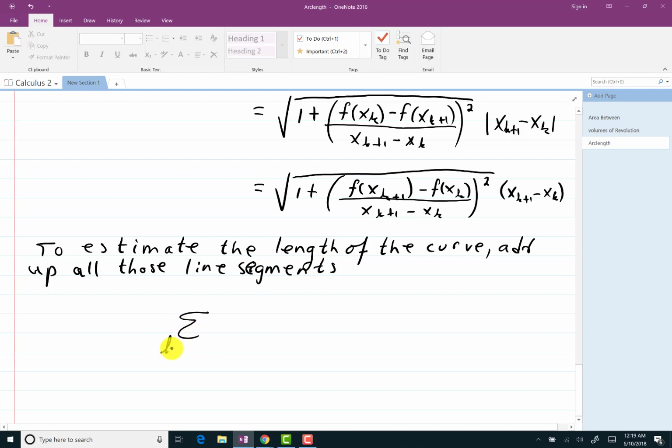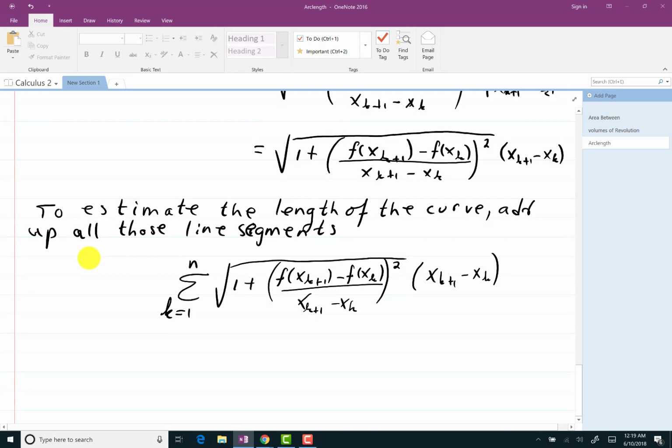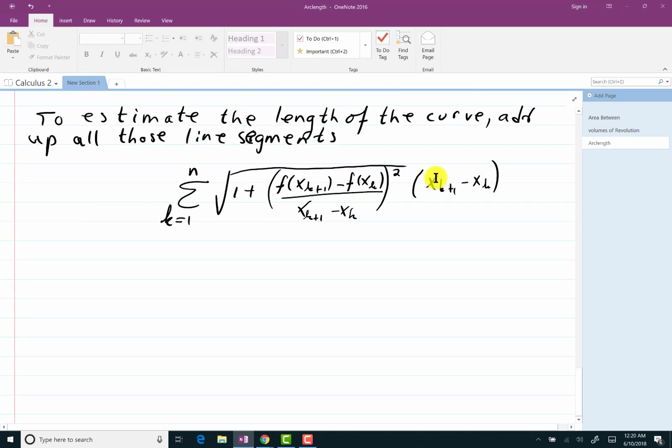Summation k equals 1 to n, the square root of 1 plus f of x sub k plus 1 minus f of x sub k all over x sub k plus 1 minus x sub k, that quantity squared, times x sub k plus 1 minus x sub k. I think it might not be a bad idea at this point to remind you that x sub k plus 1 minus x sub k is delta x.